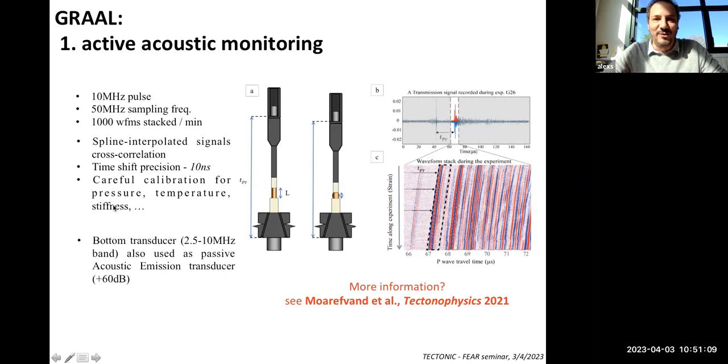We obviously need to make a very careful calibration because the travel time between the two transducers is about 20 microseconds and only 1 microsecond is in the sample. A large amount of calibration was done by RFA Moret-Vand, and there is more in her paper in Technical Physics in 2021. Okay, so the bottom transducer we can also use as a passive acoustic emission transducer, just to record the rock.